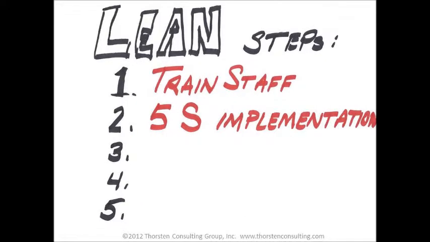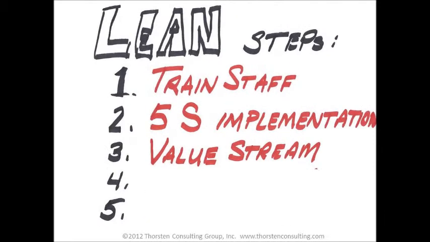One of the significant areas that staff will be trained on is known as the 5S. The 5S are techniques to help an accounting department become prepared to adopt lean techniques. The S's stand for number 1, sort, number 2, set, number 3, shine, number 4, standardize, and number 5, sustain.